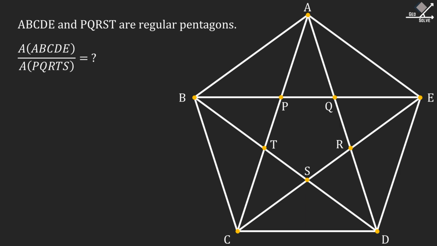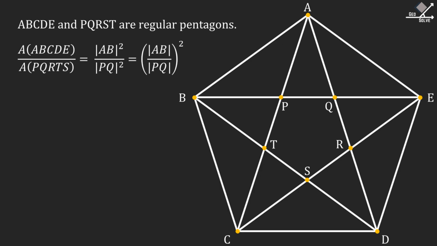First of all, we should know that these two pentagons are similar, and so their areas must be proportional to the square of their sides. We also should know that all the internal angles of a regular pentagon are 108 degrees.